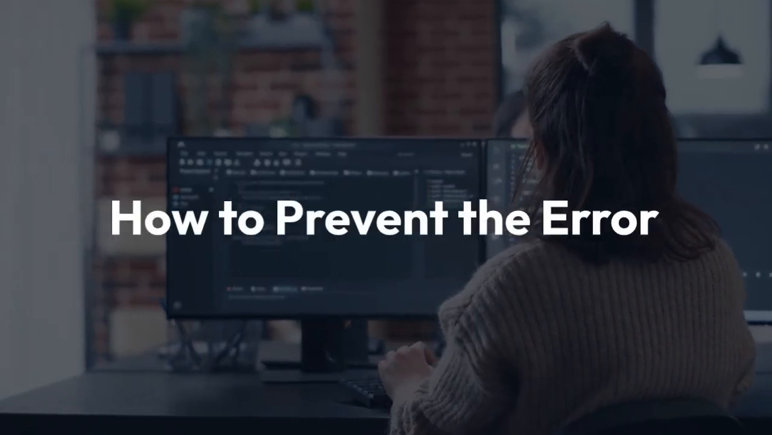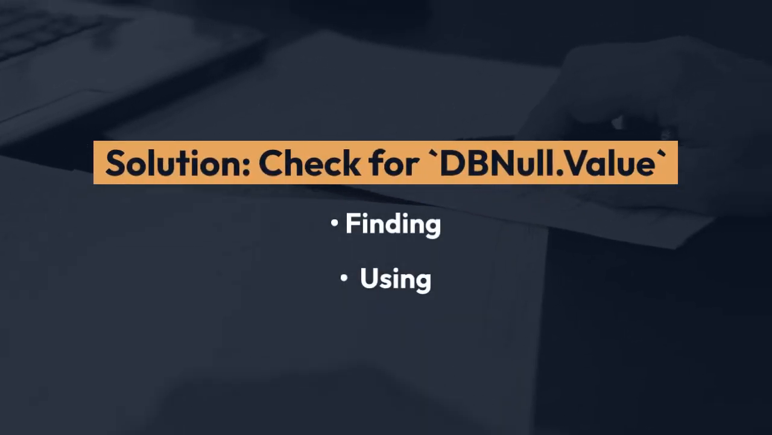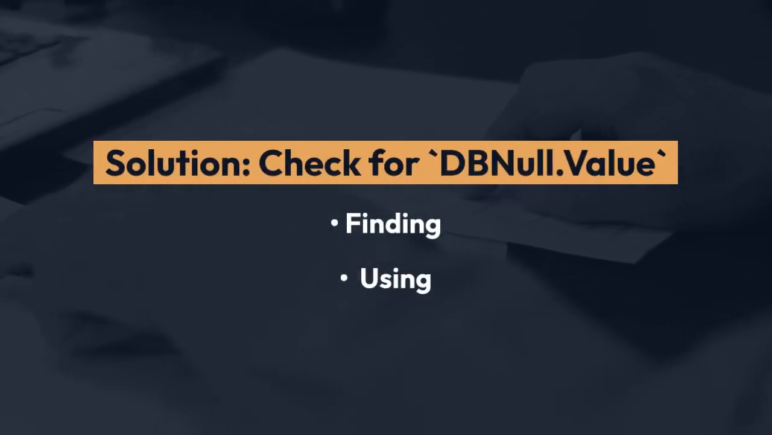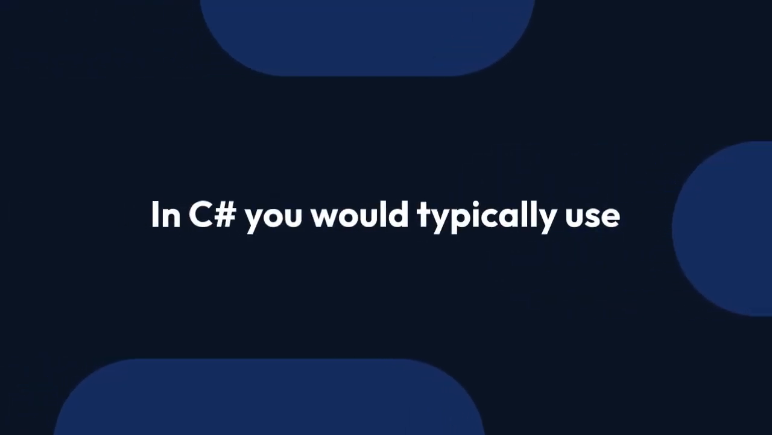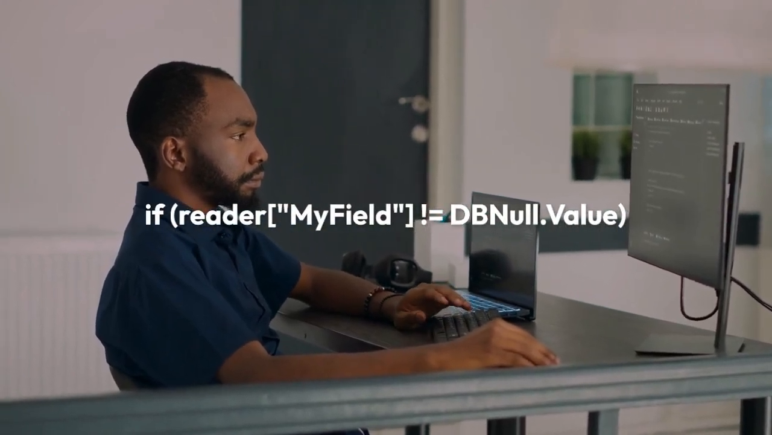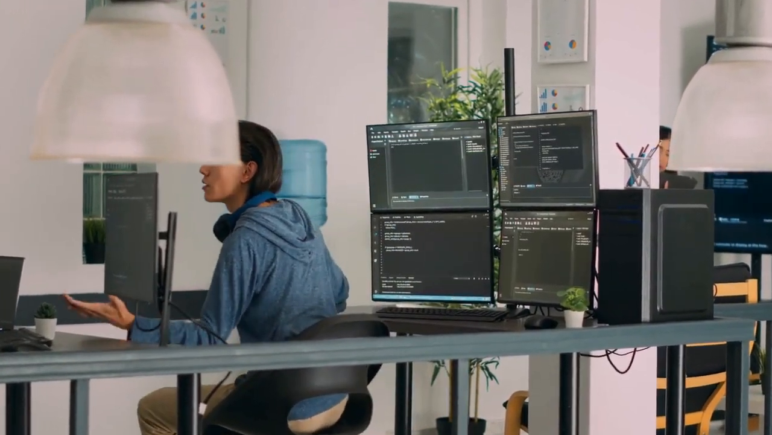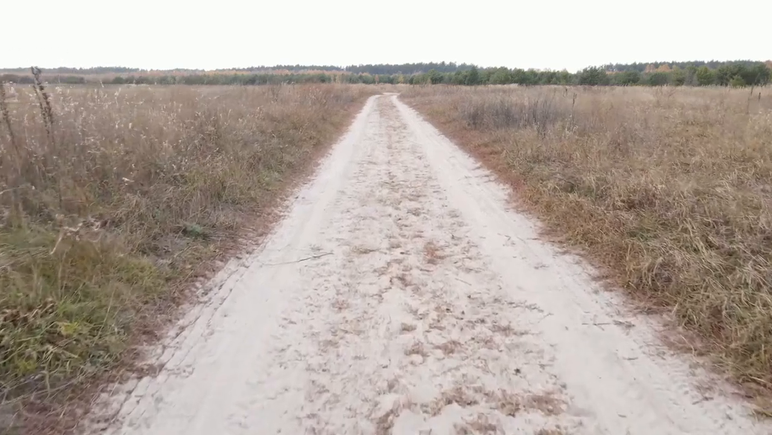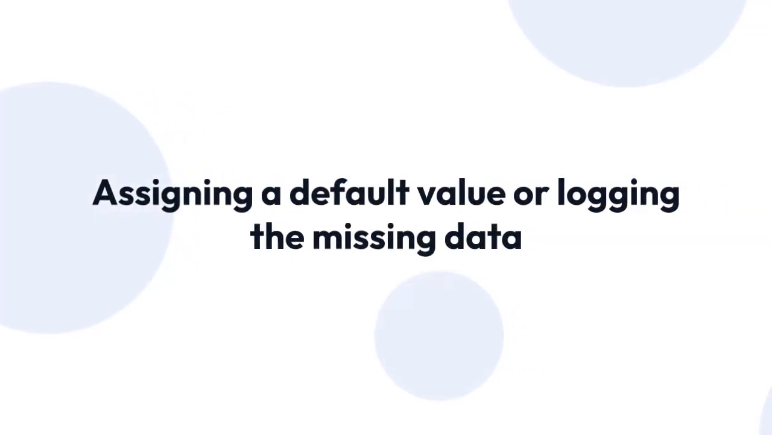3. How to prevent the error. The solution is always to check for DBNull.Value before attempting to use the value. This involves a conditional check. For instance, in C#, you would typically use something like if (reader["myfield"] != DBNull.Value) before attempting any conversion. Inside this if block, you would safely cast the value to the correct data type. Outside the if block, in the else part, you'd handle the case where the field is indeed null, perhaps assigning a default value or logging the missing data.